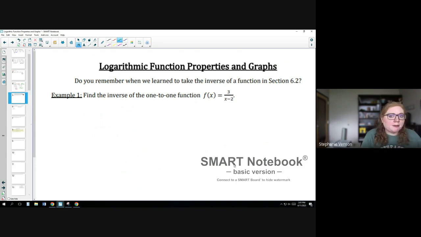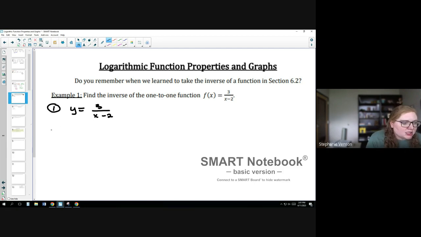Example 1, we're just remembering what we did in a previous lesson. It says find the inverse of the one-to-one function f of x equals 3 over x minus 2. So if you'll remember with me, step 1 was to rewrite the function with a y. So we'll write it as y equals 3 over x minus 2. Step 2 was to switch x and y. So we have x equals 3 over y minus 2.